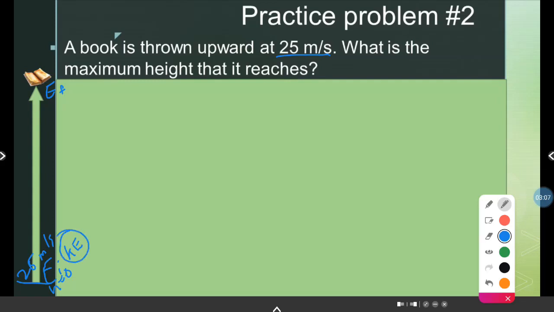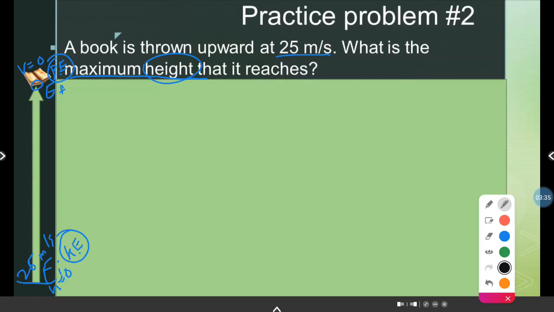EF at the top. We want to know the maximum height that it reaches. You should know, hopefully you already know this, that at this maximum height, it's going to stop for just a minute. So the speed at the top is zero, which means there's no kinetic energy up there. So if there's no kinetic energy, but yet it has height, at the top, it must have all potential energy. So for this one, we're going from kinetic at the bottom to potential at the top. Now let's work the problem.